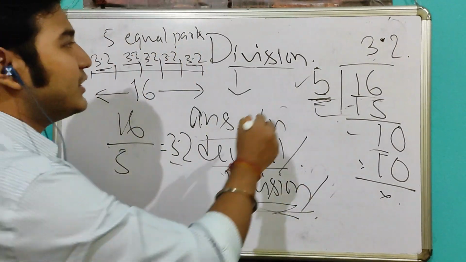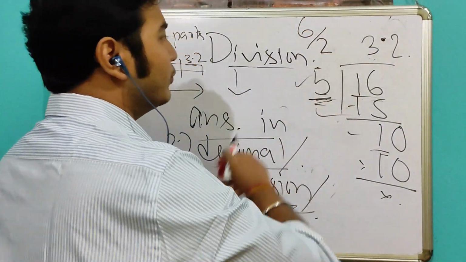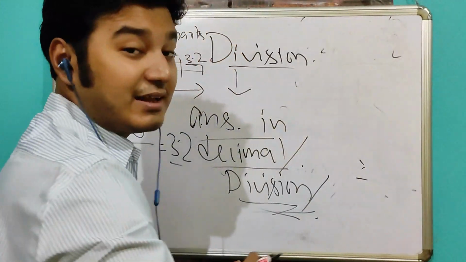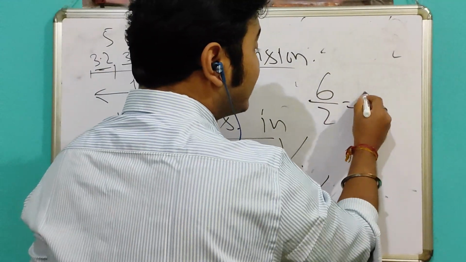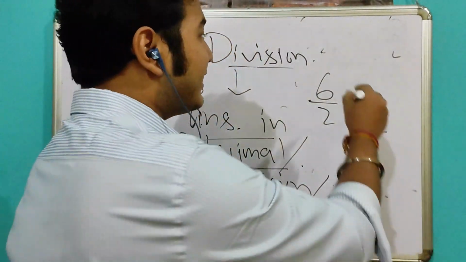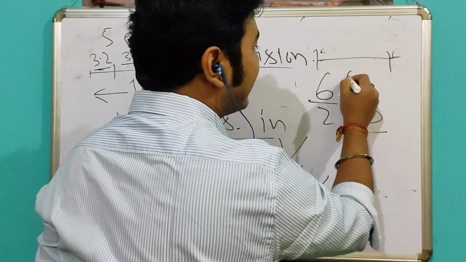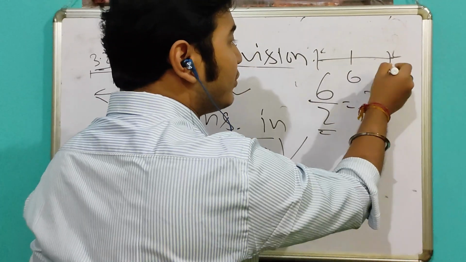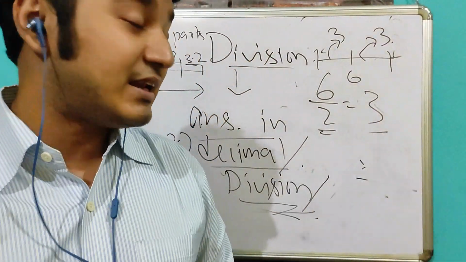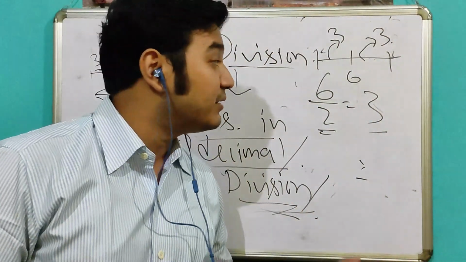Similarly, suppose you are dividing 6 by 2. What is the answer? Everybody will say the answer is 3. But why 3? The same reason: if you have a line of length 6, you are going to divide it into 2 equal parts. Each part will be of length 3. So this is the idea of the answer in decimal division.